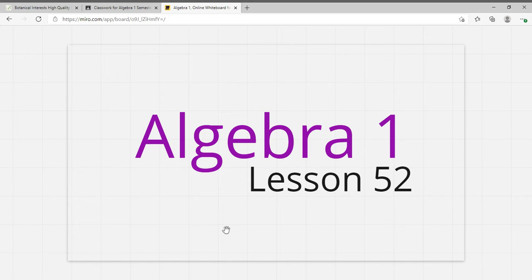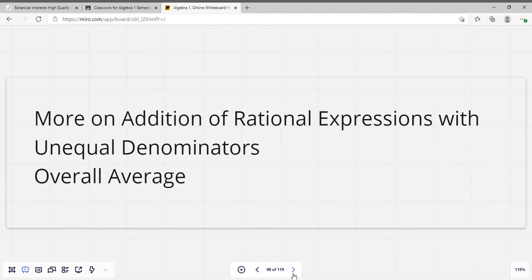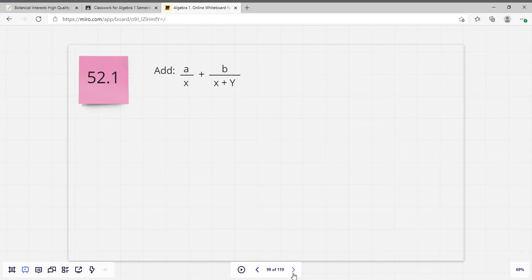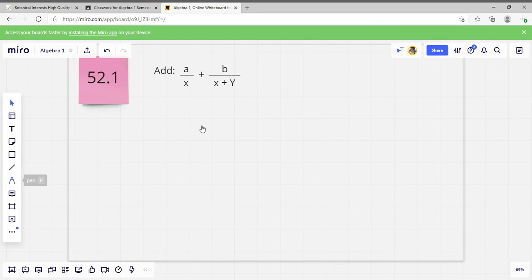Hello everyone, this is Algebra 1, Lesson 52, and in this lesson we're going to cover more on addition of rational expressions with unequal denominators, and then we'll learn how to do overall average. Alright, so 52.1 has us adding two fractions that have variables on the top and the bottom.